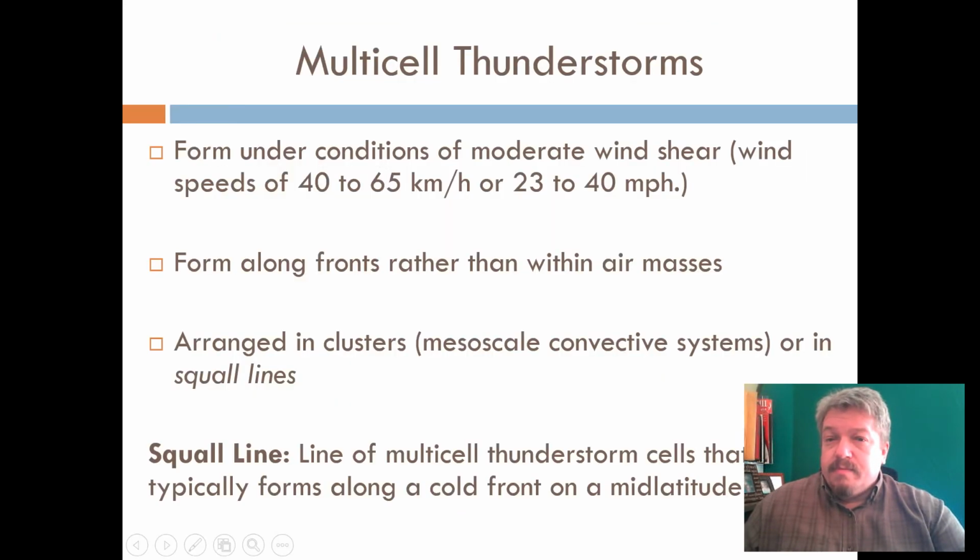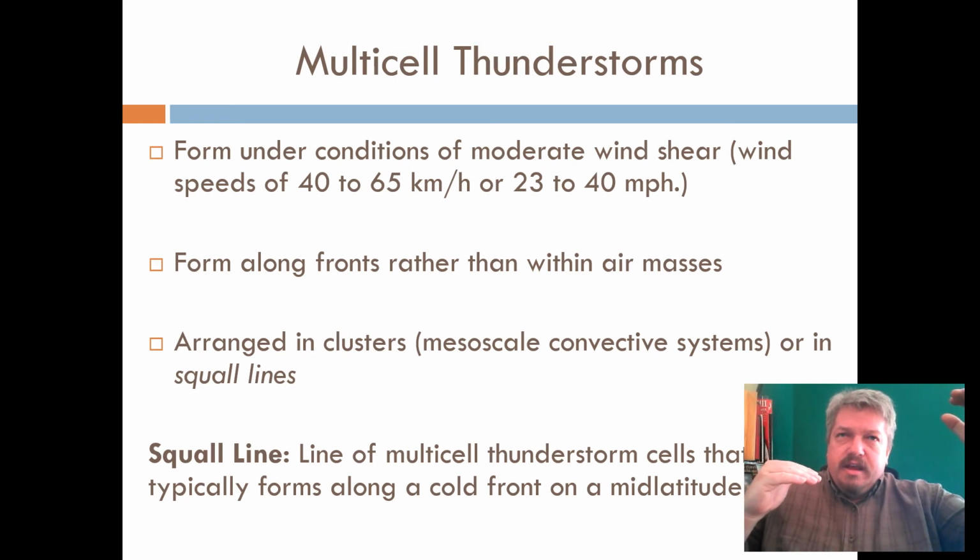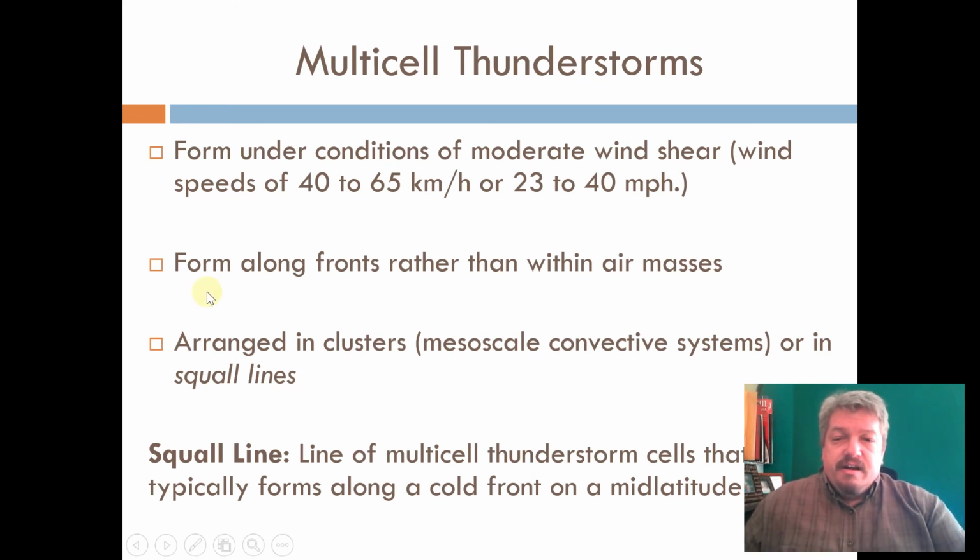Okay. From that, we move on to the multicell. Now here, the same process happens, but now we add wind shear. That means that wind up above is moving at a different speed or different temperature than the surface. And here, we see fronts rather than masses. Within an air mass, we have two different bodies of air, one warmer and one cooler. Okay? And then as that happens, you get these clusters.